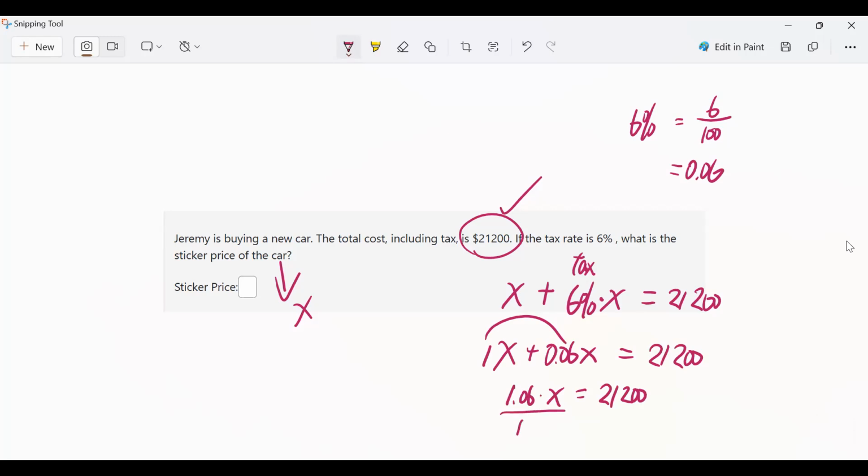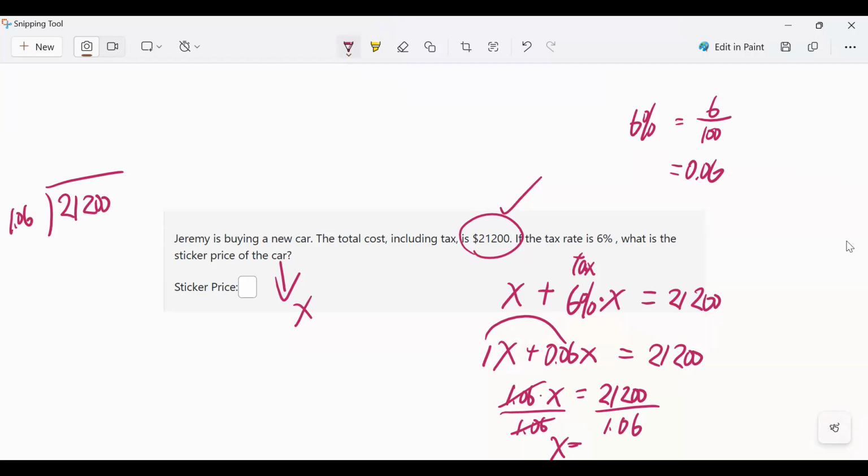Now divide both sides of the equation by 1.06, and then we are solving for x. Okay, let's cancel that. X is by itself. Now let's do the long division, 21,200 divided by 1.06.